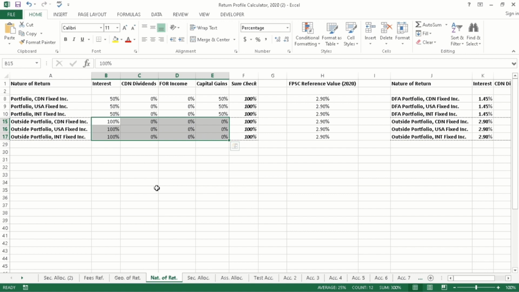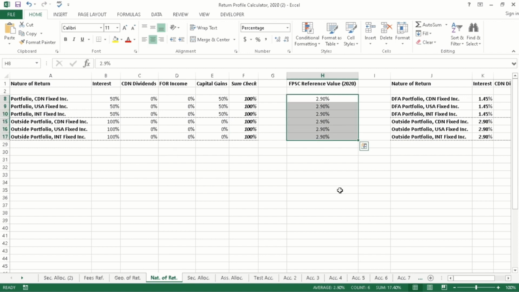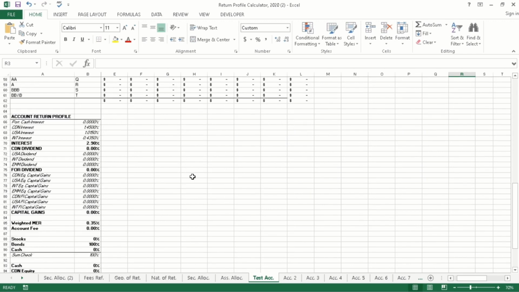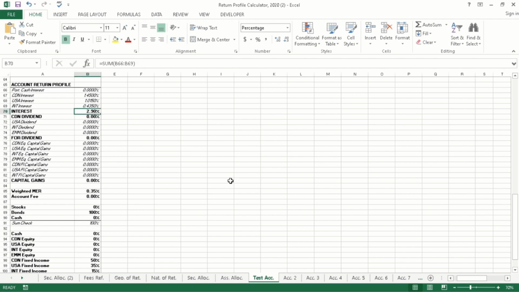When we think of fixed income, we tend to think of those bond type investments as only producing interest. So let's have a look at the difference. Again, at Camber, we're using FPSC reference values to model fixed income in our financial plans, so nothing here is going to exceed 2.9%. If we look at the typical way we tend to think of the rate of return for a bond portfolio, we have a 2.9% interest rate of return.